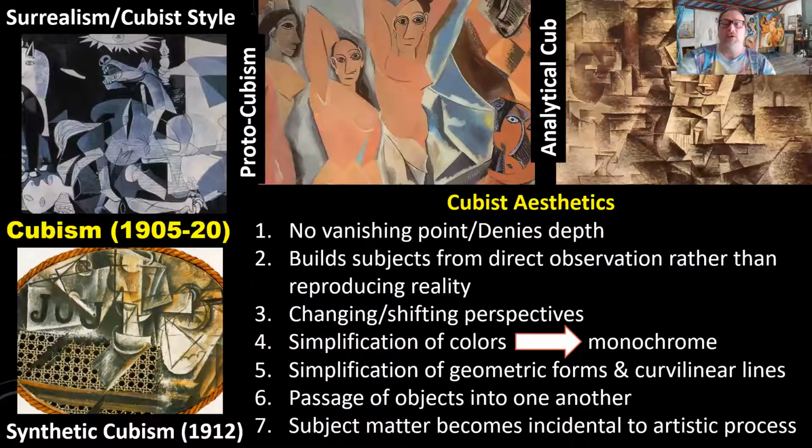And Cubist aesthetics then are going to be the following. So first off, they're going to eliminate the Renaissance picture window, and there's going to be no vanishing point. This artwork is actually going to deny depth as best it can. There's not going to be chiaroscuro. There's not going to be one-point perspective, atmospheric perspective, trompe-l'oeil. We're not going to have any of that. We're going to build subjects up from direct observation. If I see a triangle on the nose, I'm going to put a triangle on the nose.